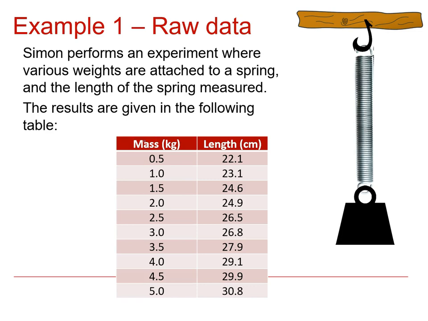So the mass here is being controlled by the experimenter, so it is non-random. The length has a theoretical true value for each mass, but still will have an element of experimental randomness to it. So this is our random variable.